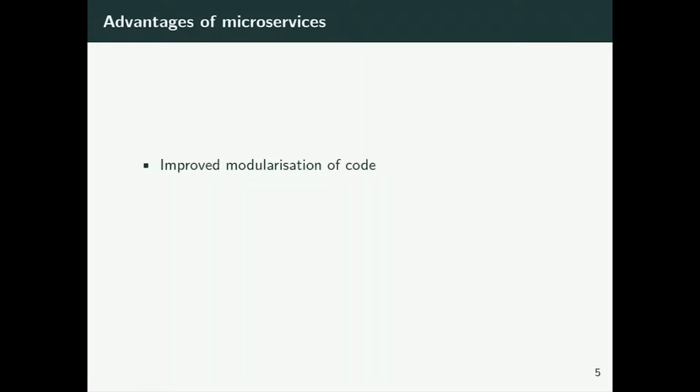Some of the key advantages of having a microservice architecture. Probably the first advantage that people cite when talking about microservices is that they help improve the modularization of your code. Microservices by their very nature cause the application to split across multiple different code bases. So this gives you a good opportunity to ensure that each code base is self-contained and only has dependencies within itself.